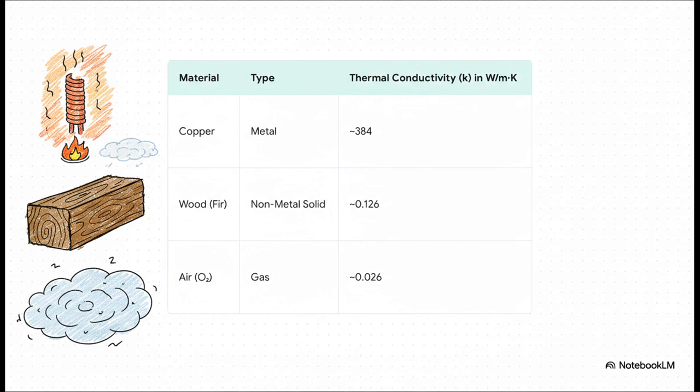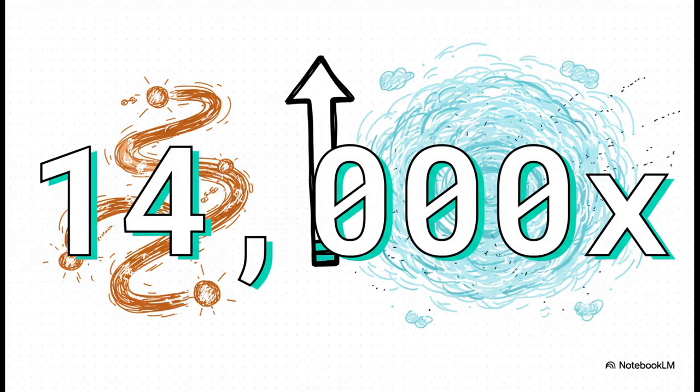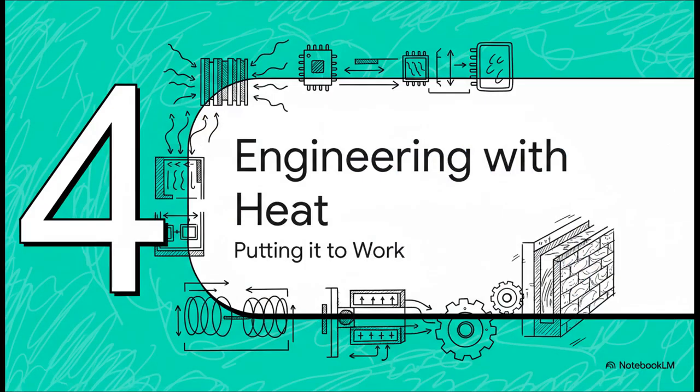The difference is enormous. To put that into perspective, this means copper can conduct heat almost 14,000 times better than plain old air. That is the power of that electron superhighway we were talking about. It's just no contest. So this massive difference isn't just a cool science fact, right? It's a fundamental principle that engineers use every single day to design the world that we live in.